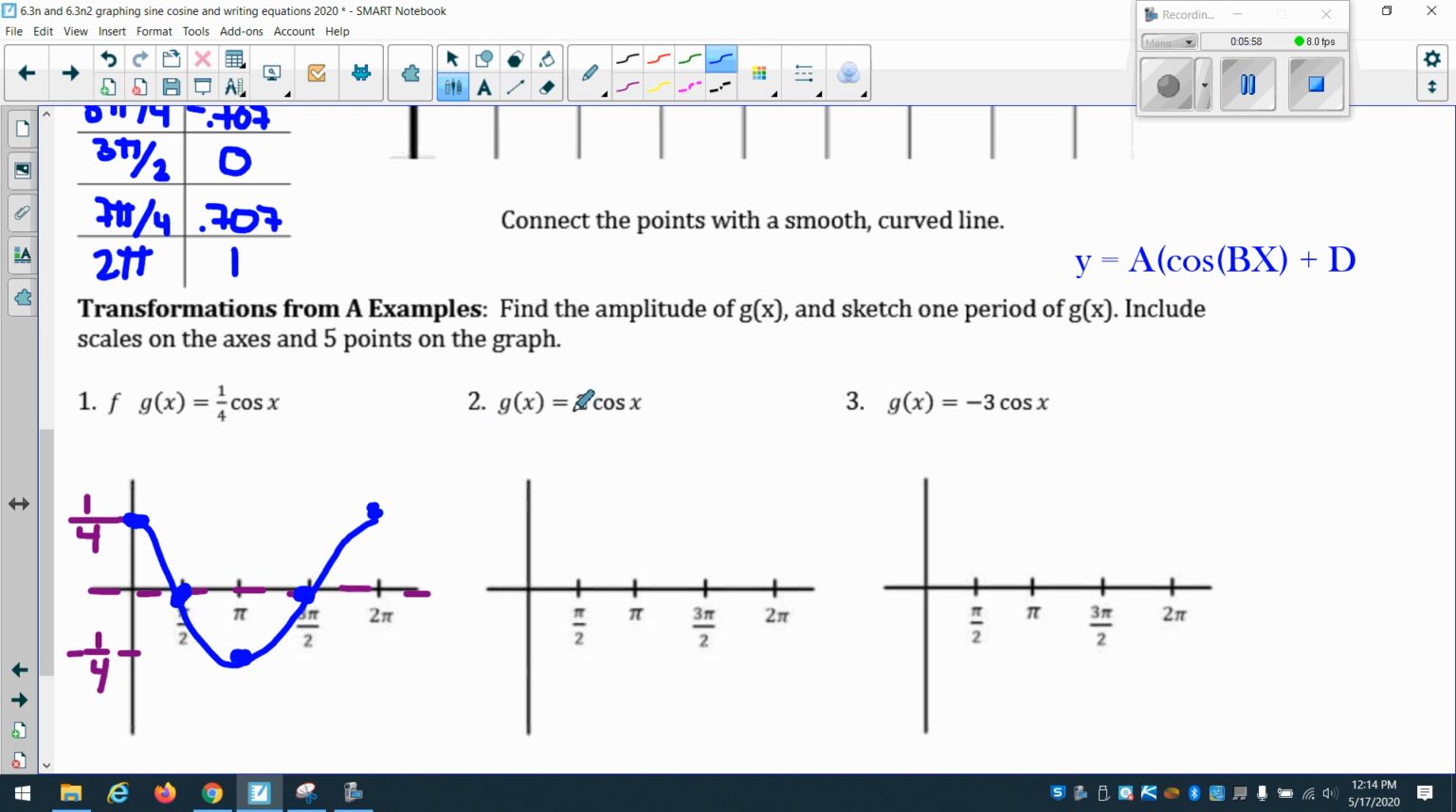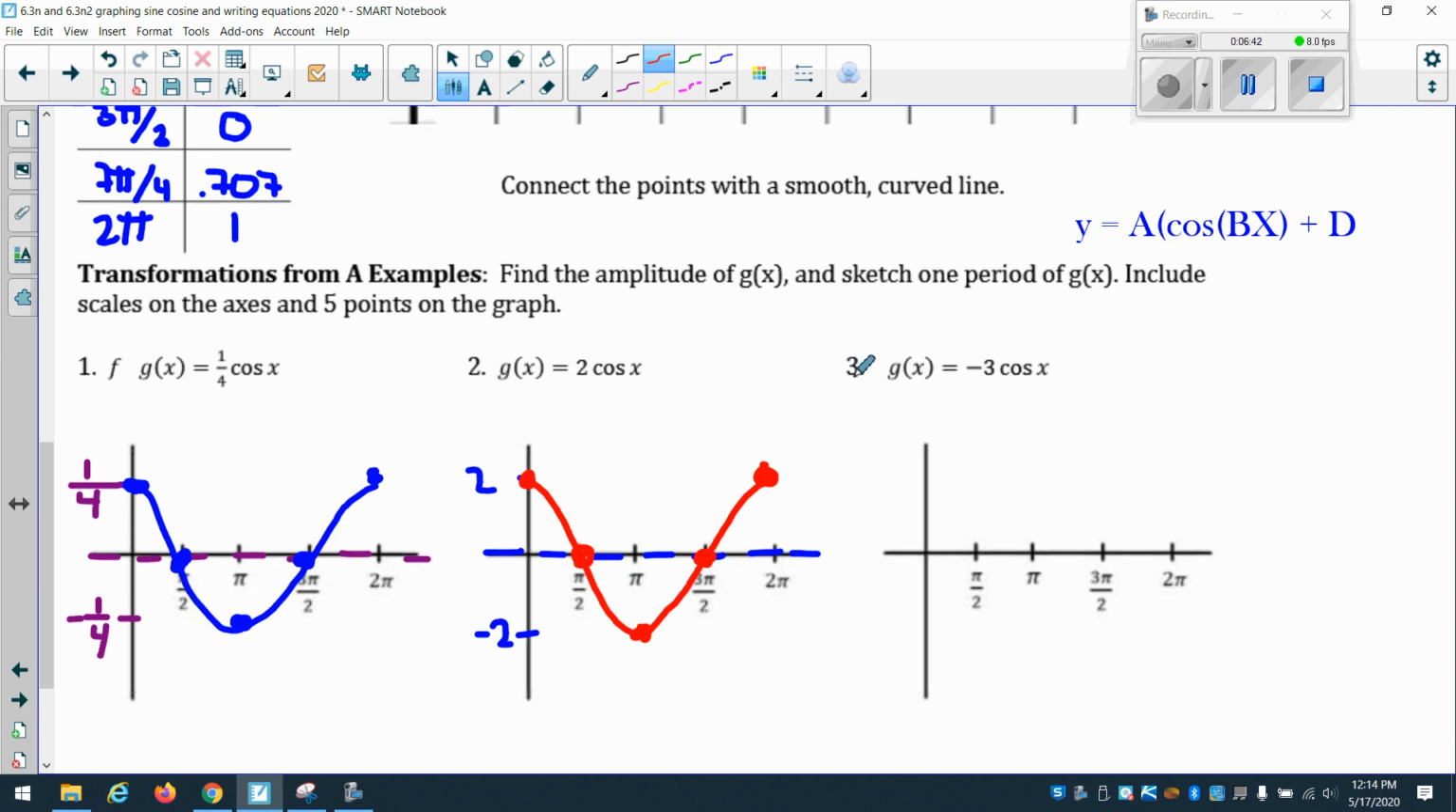For number 2, cosine, the amplitude in front is 2, so that will be my highest point. And then -2 would be my lowest because the midline is still at 0 and it's the distance from the midline. So if we were to graph it, still starting at the max, then we're at the midline, then we're at the minimum, back to the midline, then we finish the rotation at the max. So again, we connect, and we have our cosine graph.